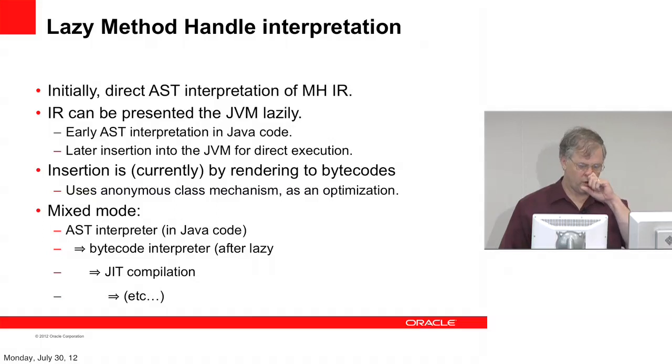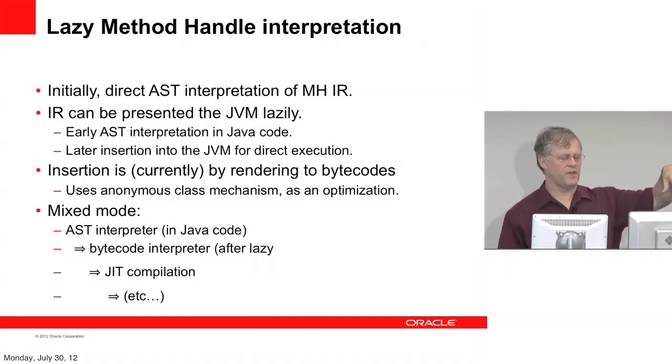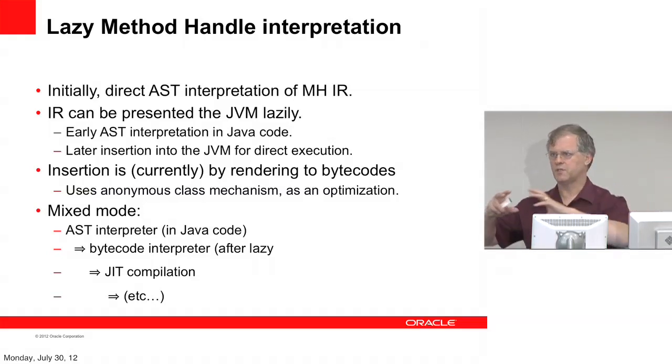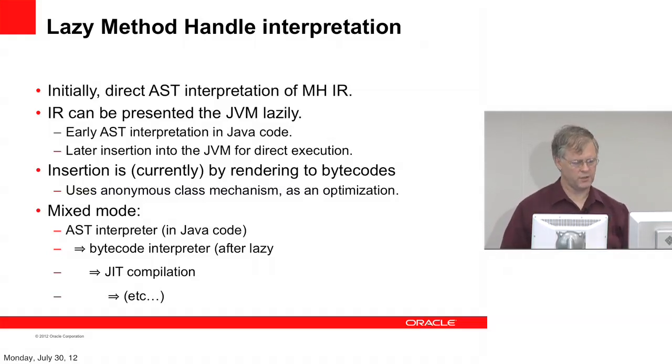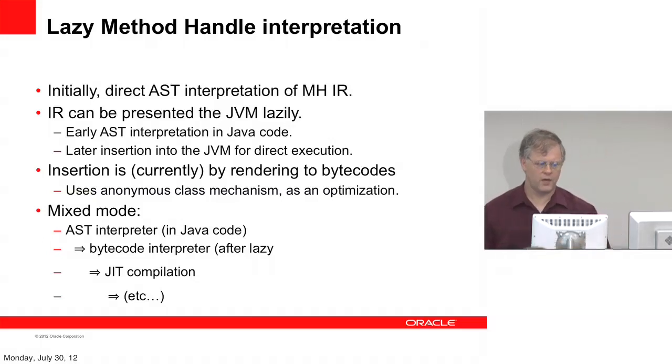We are currently doing this by rendering to bytecodes. Bytecodes are a fine intermediate representation if you have a moment to build them, and you can spend some time managing them correctly. And the lazy initial execution via interpreter allows you to be lazy enough to manage the bytecodes as cleverly as you like. We use the anonymous classes to load them into the VM. And so you get a mixed mode that goes from the AST interpreter, which is pure Java code, to a bytecode interpreter in the VM, if you have one of those in your VM, to JIT compilation, and that might go through multiple pipeline phases.